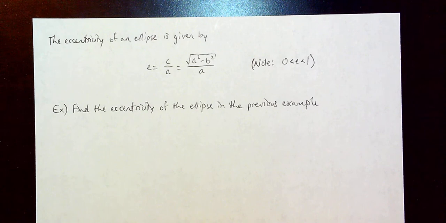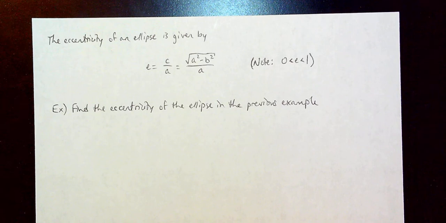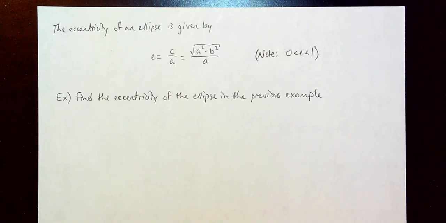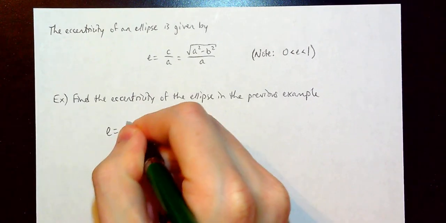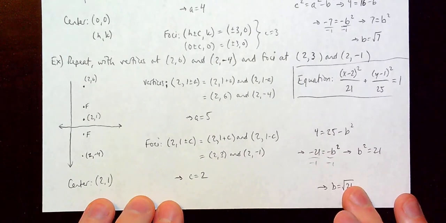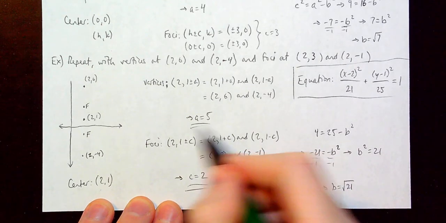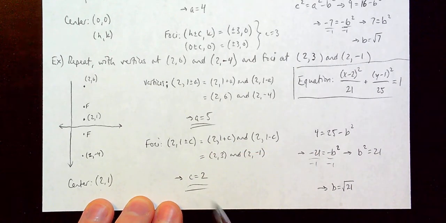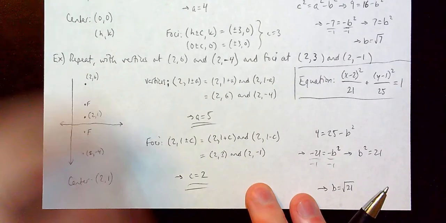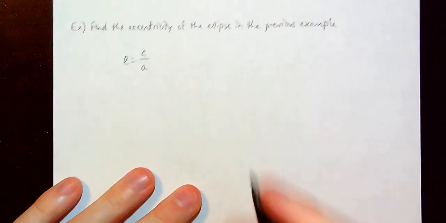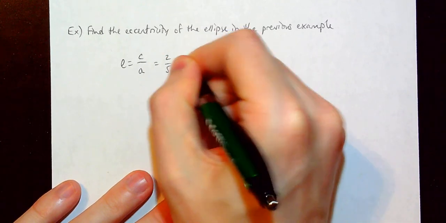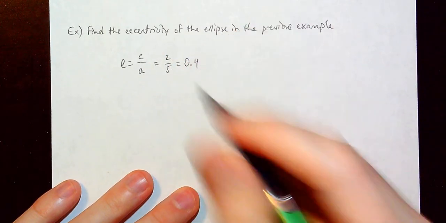So just as one quick sample, find the eccentricity of the ellipse in the previous sample problem that we did. Well, E is equal to C over A. When we went through our previous sample problem, we figured out what our C value and our A value were. C was 2, A was 5, so that means that C over A is equal to 2 over 5, or 0.4.